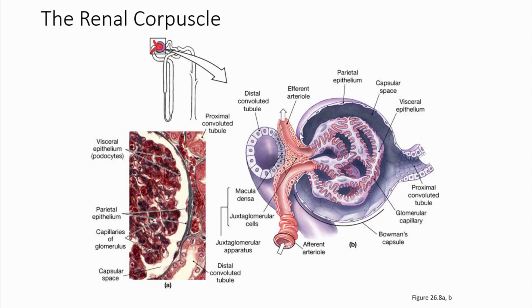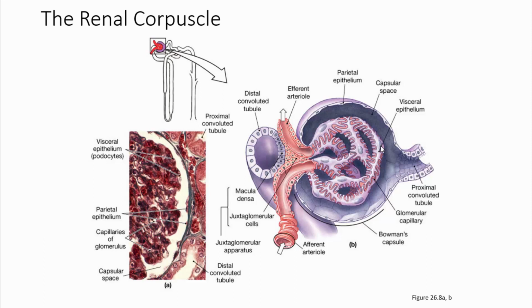Here's the afferent arteriole, and then we have this region here that's called the juxtaglomerular apparatus, and that's going to be made up of the macula densa and the juxtaglomerular cells. We'll talk about its function a little bit later. Surrounding the glomerulus are these podocytes. These are the podocytes. And what does pod mean?